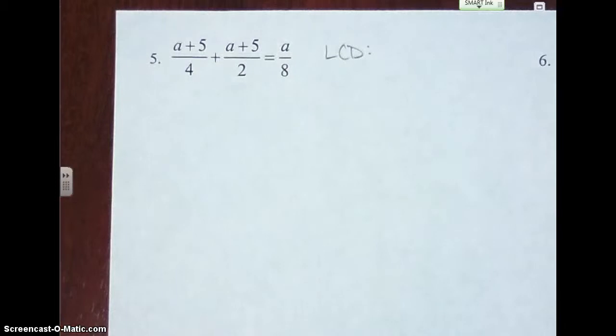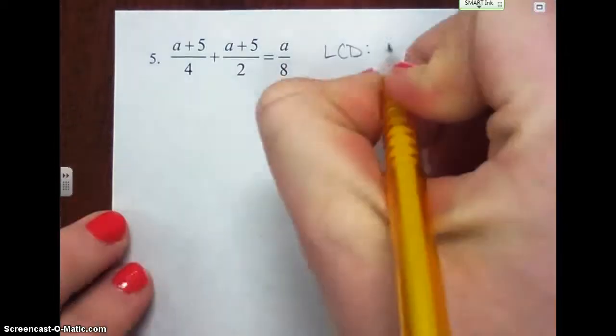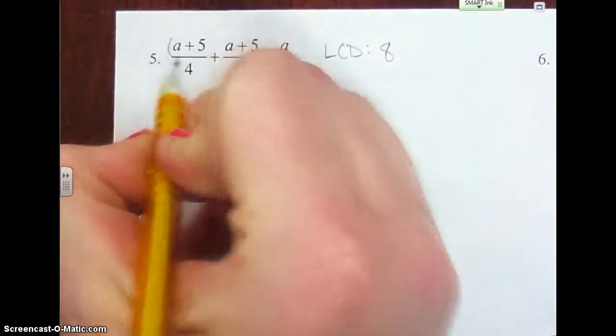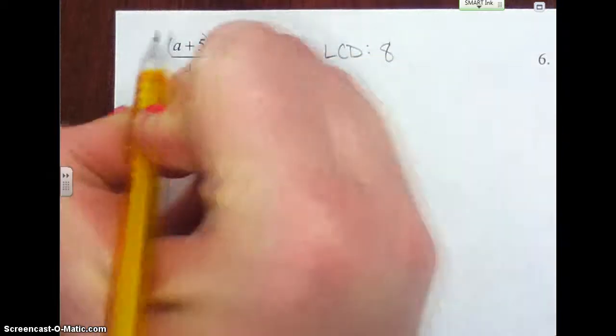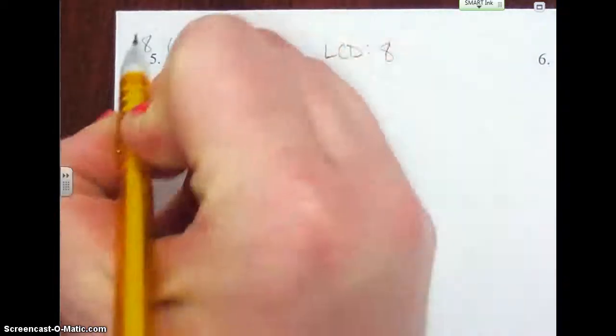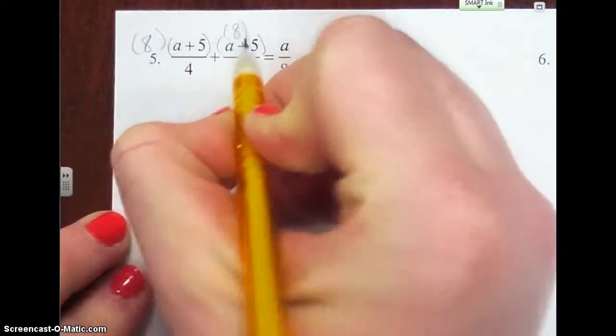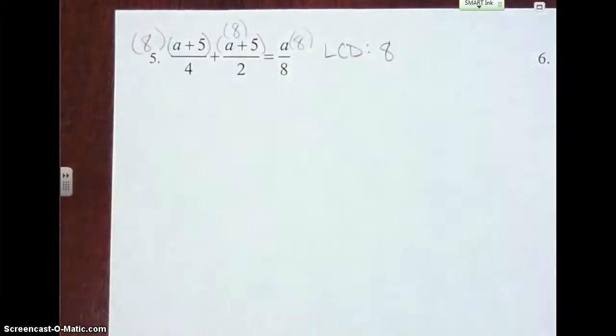What is the LCD on number 5? Yeah, it should be 8. Again, when you have binomials, you may want to put those parentheses around them. That way you just remember it stays together. You have to multiply or distribute the number to both pieces.